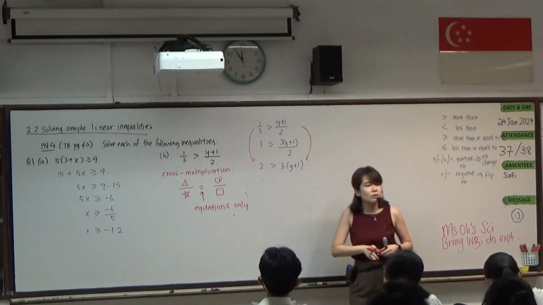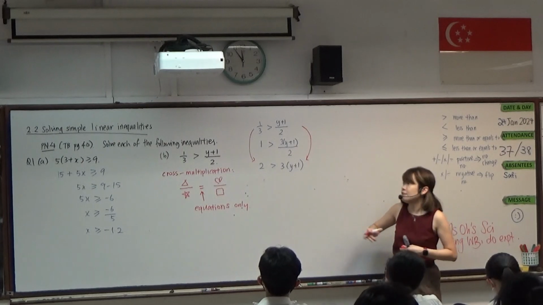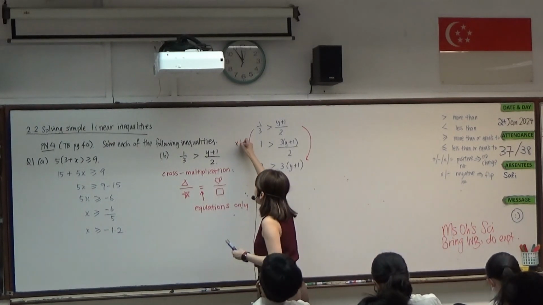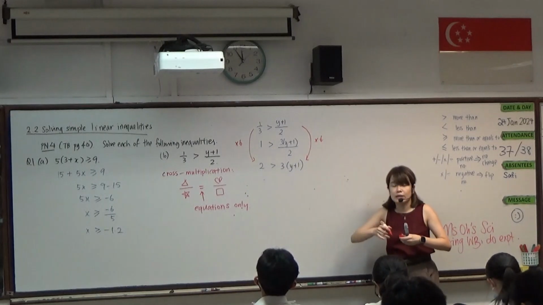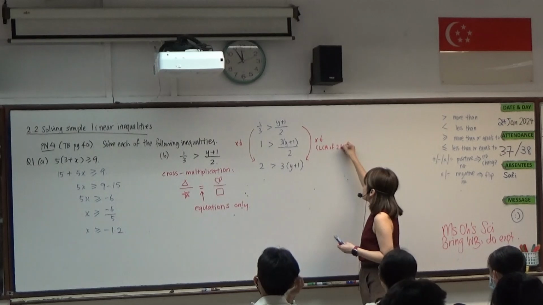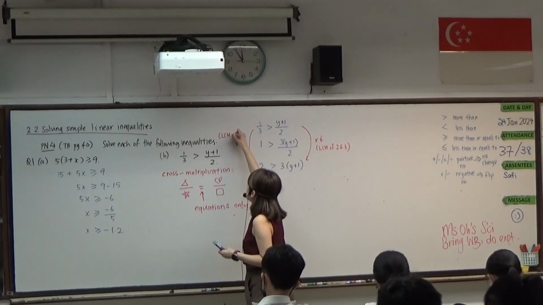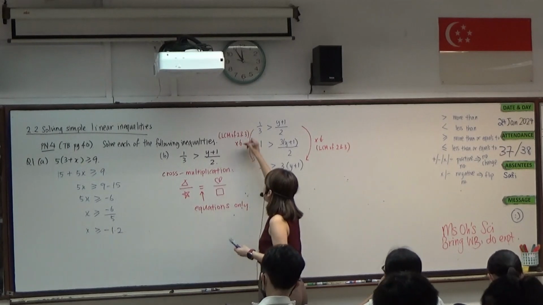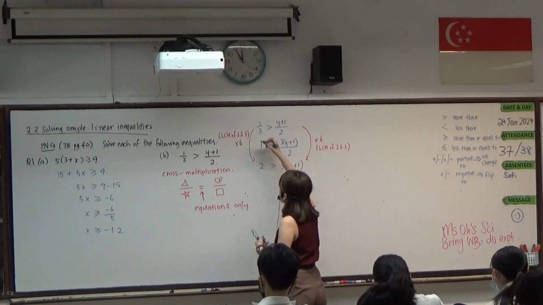How would I do so? Multiply by what? 6. Okay? If I multiply by the lowest common multiple of 6, I can directly jump into this one. So this is the LCM of 2 and 3, rather than multiplying by 3 first, then multiplying by 2.